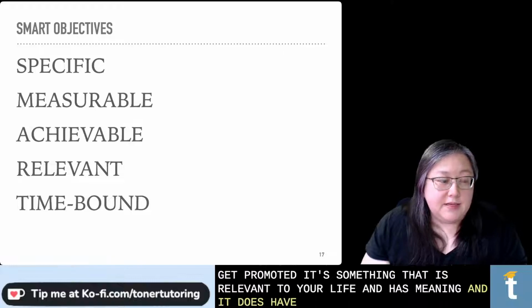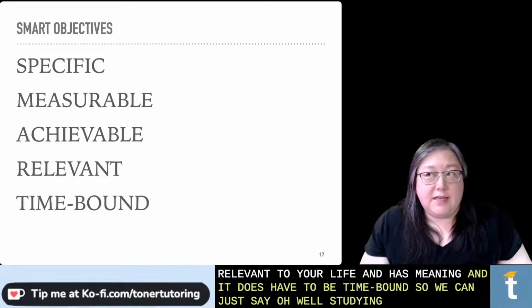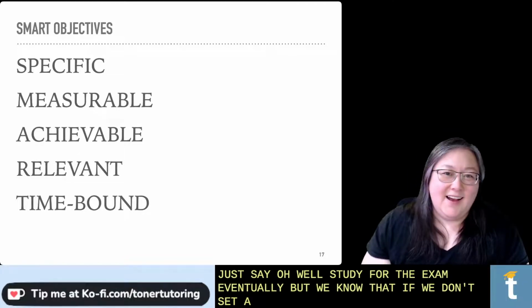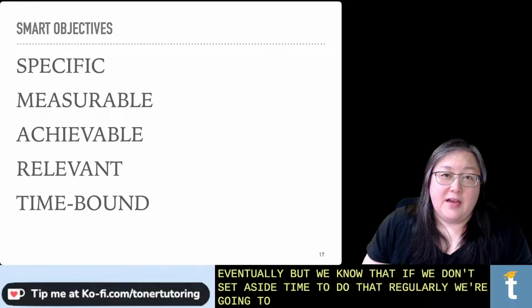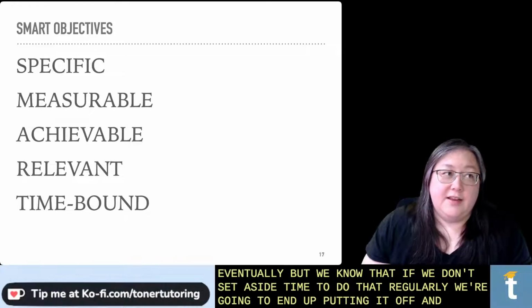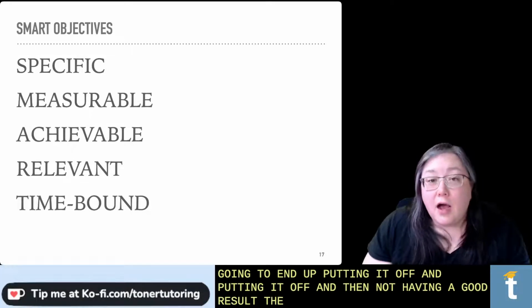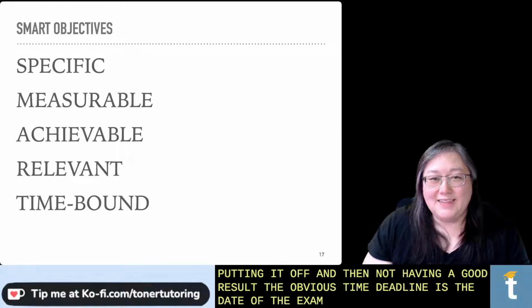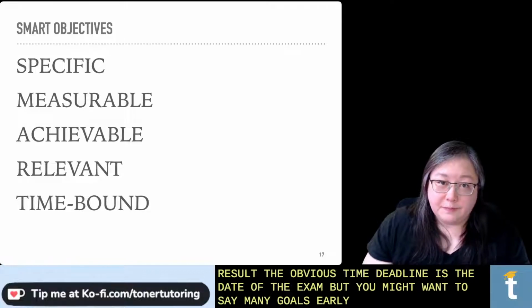And it does have to be time bound. So we can just say, oh, I'll study for the exam eventually. But we know that if we don't set aside time to do that regularly, we're going to end up putting it off and then not having a good result. The obvious time deadline is the date of the exam, but you might want to set mini goals earlier.